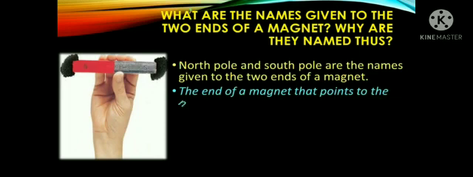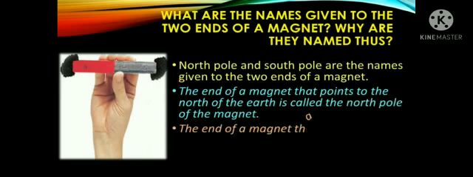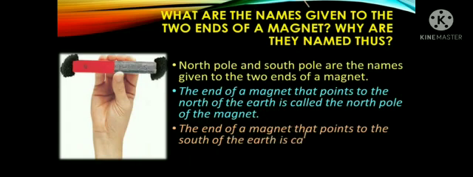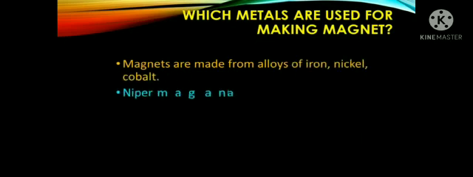The end of a magnet that points to the north of the earth is called the north pole of the magnet. The end of a magnet that points to the south of the earth is called the south pole of the magnet. Which metals are used for making magnet?